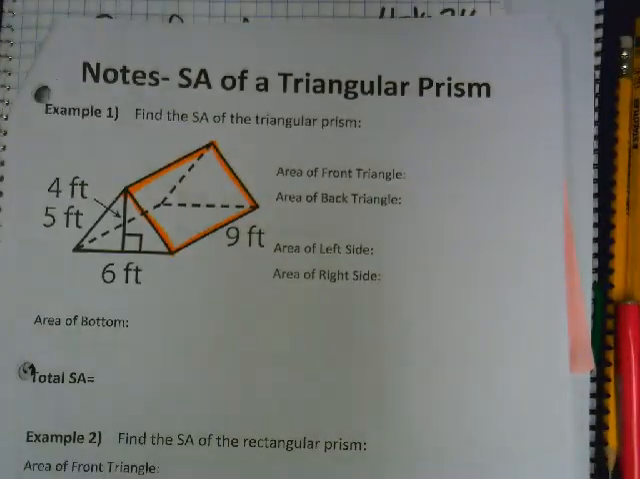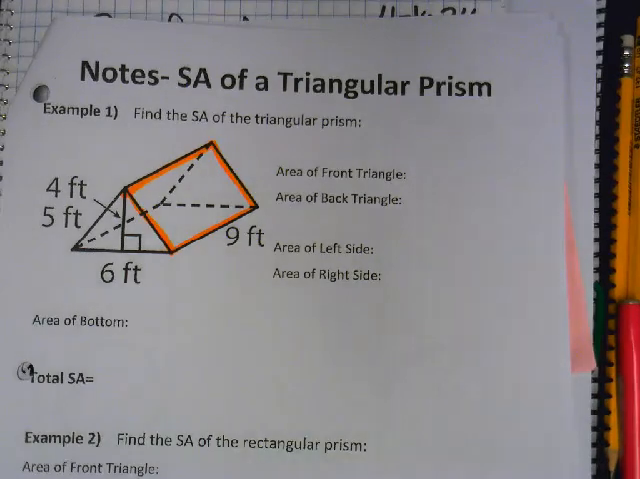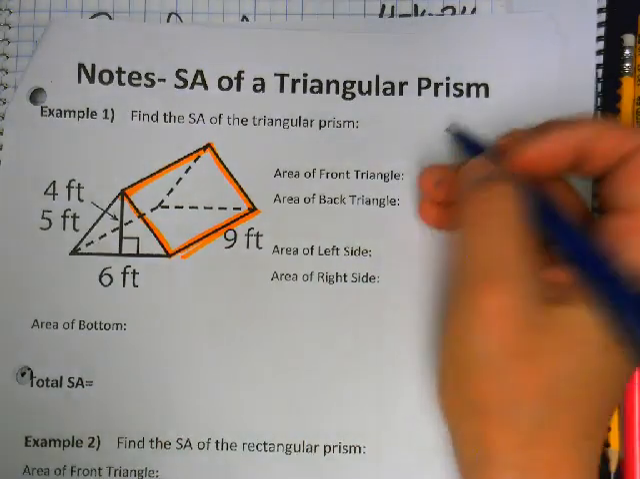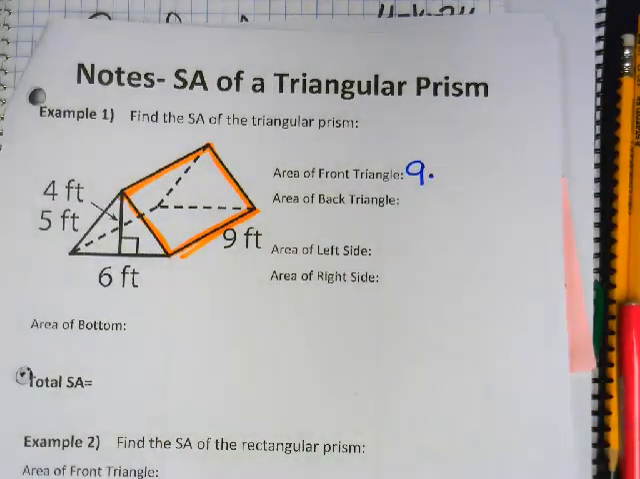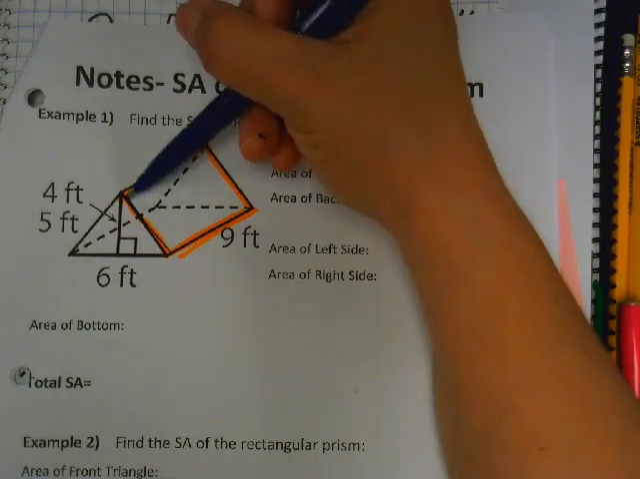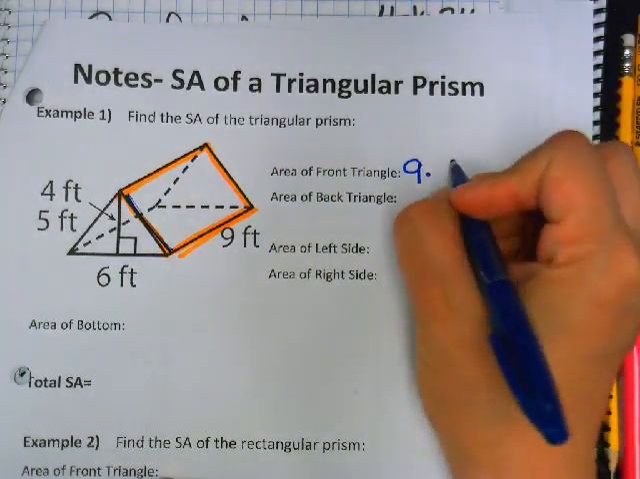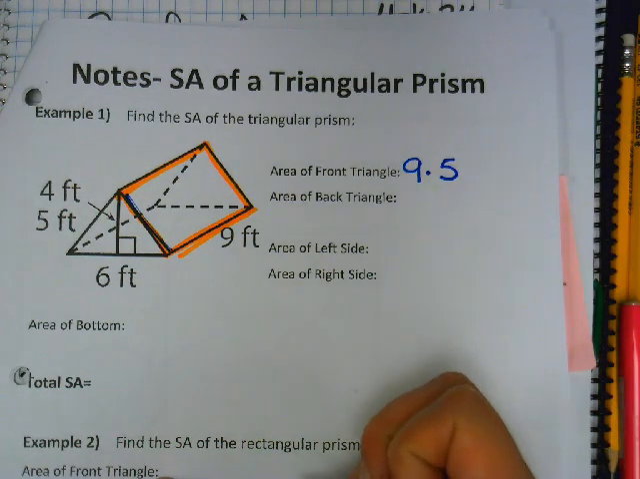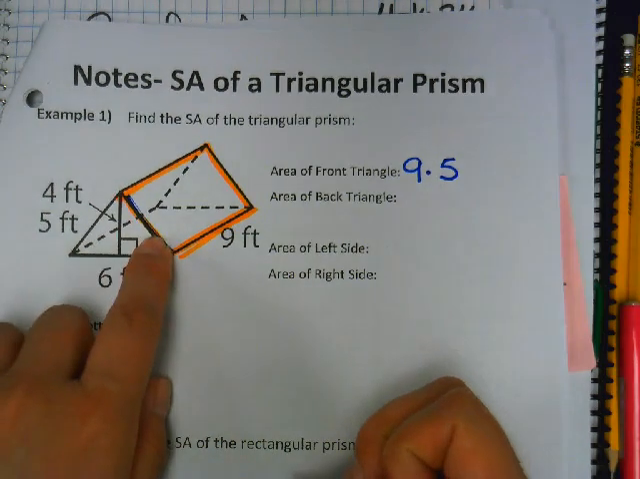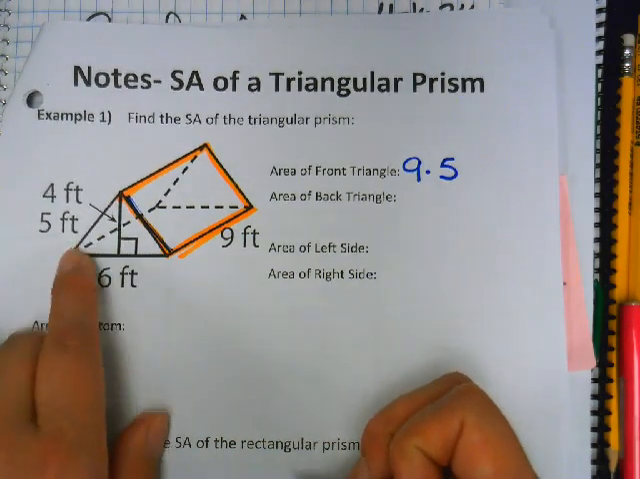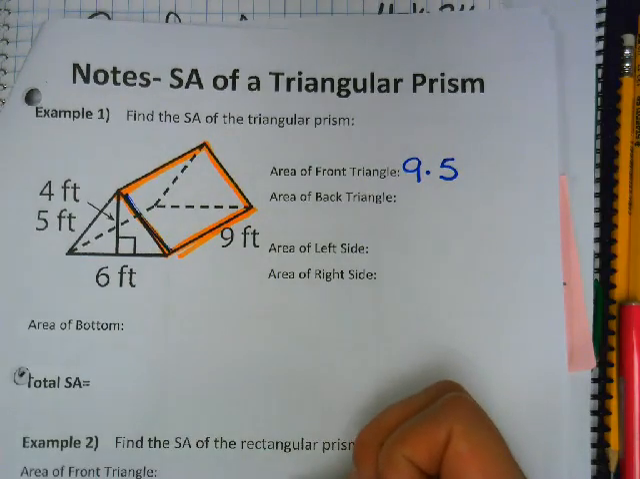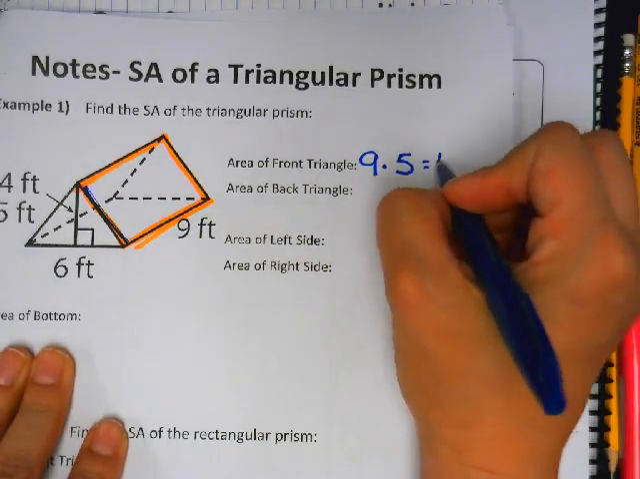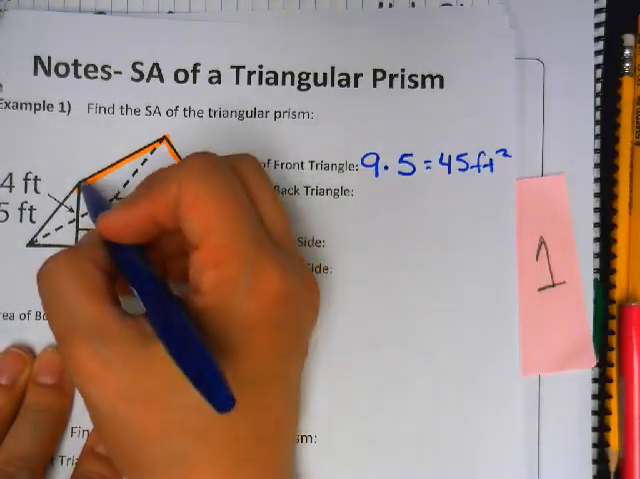Okay, so I need two numbers for a rectangle. What's going to be the easiest number? 9. So 9 times, what is this number? 5. So what kind of triangle are we dealing with? Isosceles. If this is a 5, and this is a 5, well, what is this? 6, so therefore it's isosceles. Okay, 9 times 5 is 45 feet squared. So that's this number times this number.